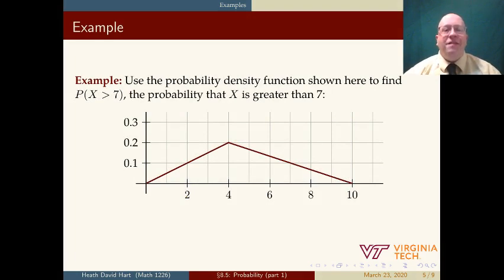So let's look at an example using this probability density function. What is the probability that a random variable is greater than 7? Here's 7. We want to find the area under the function that is beyond x equals 7. That's the integral from 7 up to 10 of f of x.